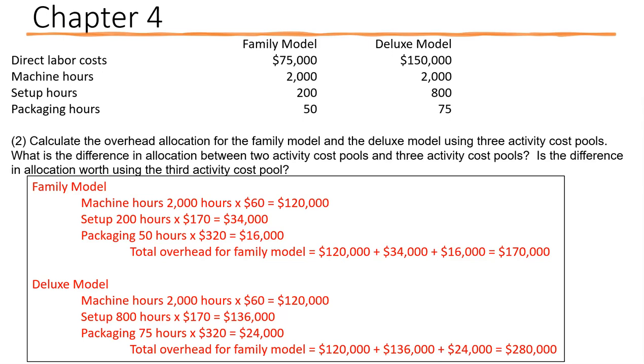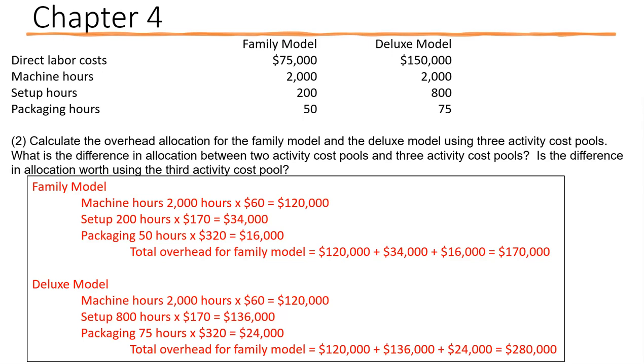Under the deluxe model, again, 2,000 hours of machine time at $60 an hour is $120,000. 800 hours of setup time at $170 per hour is $136,000. Packaging is 75 hours at $320 per hour is $24,000. We add those together and we get $280,000 applied to the deluxe model for overhead.